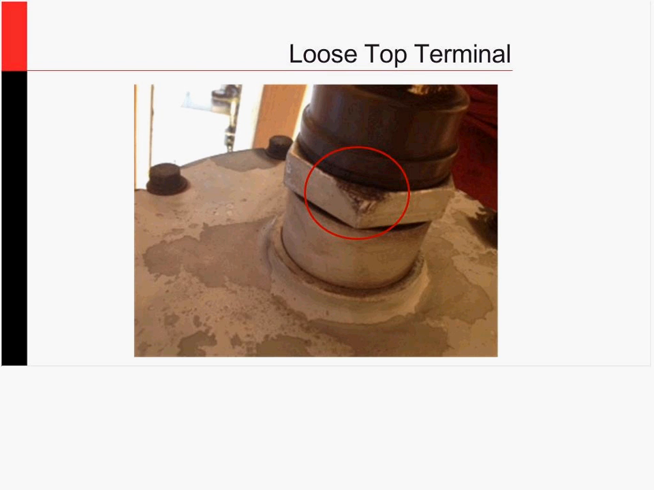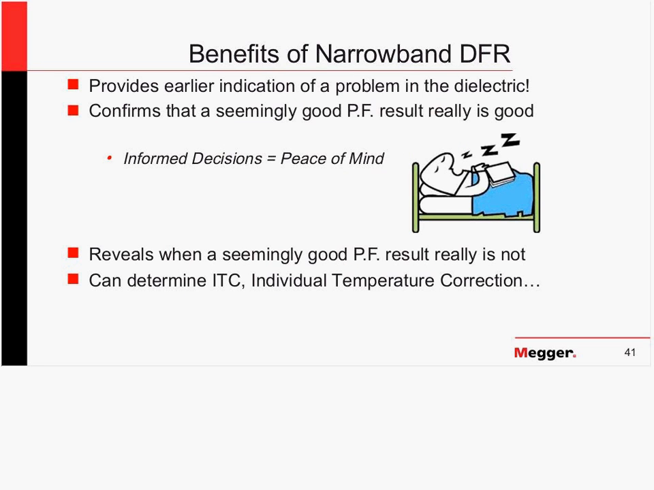So it really finds a lot of these types of problems with bushings. If you could imagine, maybe even a tap electrode not having a good connection anymore to the layer that it's tapped to. So, benefits of narrowband DFR.